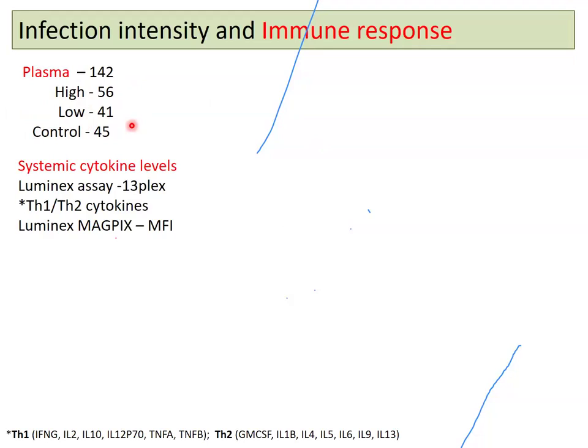For this, we did the systemic cytokine level analysis, and we used the Luminex assay. It was a 13-plex assay where we looked at the Th1 and Th2 cytokines. The Th1 cytokines included interferon gamma, interleukin-2, IL-10, IL-12 P70, TNF alpha, and TNF beta. For the Th2, we looked at GM-CSF, IL-1B, IL-4, IL-5, IL-6, IL-9, and IL-13. These cytokines are involved in response to schistosomiasis. We used the Luminex MAGPIX in order to obtain the mean fluorescence intensities from the samples.